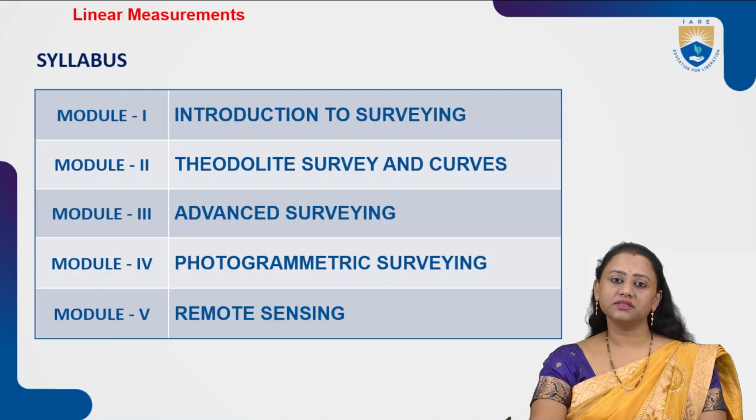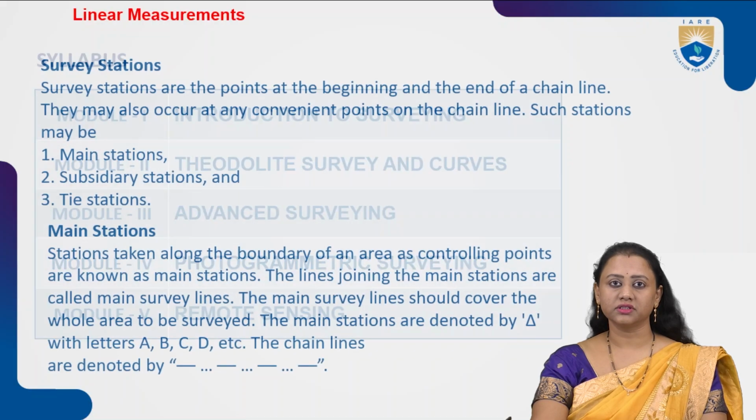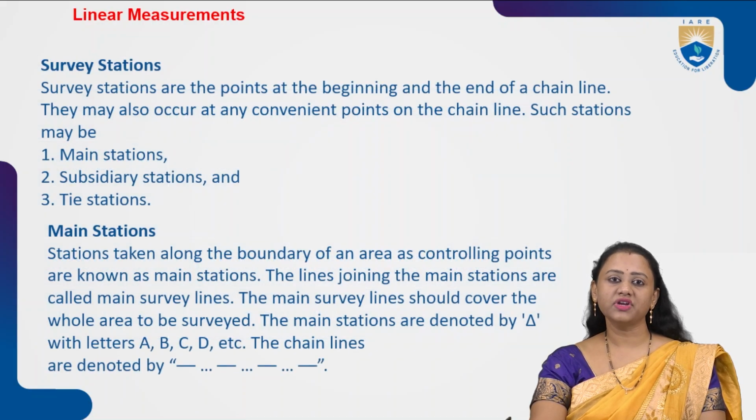The syllabus is divided into 5 modules: Introduction to Surveying, Theodolite Survey and Curves, Advanced Surveying, Photogrammetric Surveying and Remote Sensing. In the previous lecture, we discussed the principles of surveying. In this lecture, we are going to begin with linear measurements.